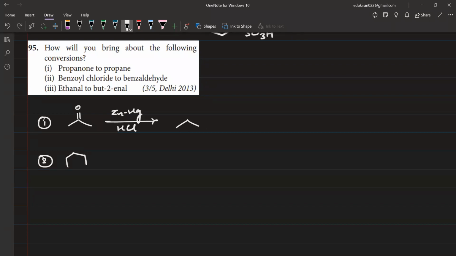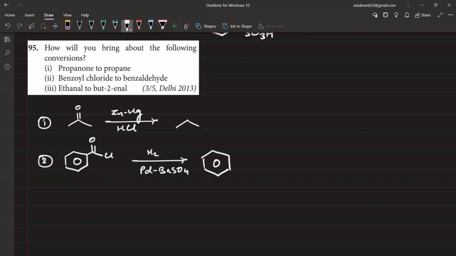Which reaction is this? What is this reaction? It is a name reaction, have you forgotten? It is the Clemmensen reduction. This is the Clemmensen reduction. Benzoyl chloride, C=O, Cl. Now, here, what do we do? Here we do reduction in the presence of Pd/BaSO4. Which reaction is this? H2 in the presence of Pd/BaSO4 gives you benzaldehyde.